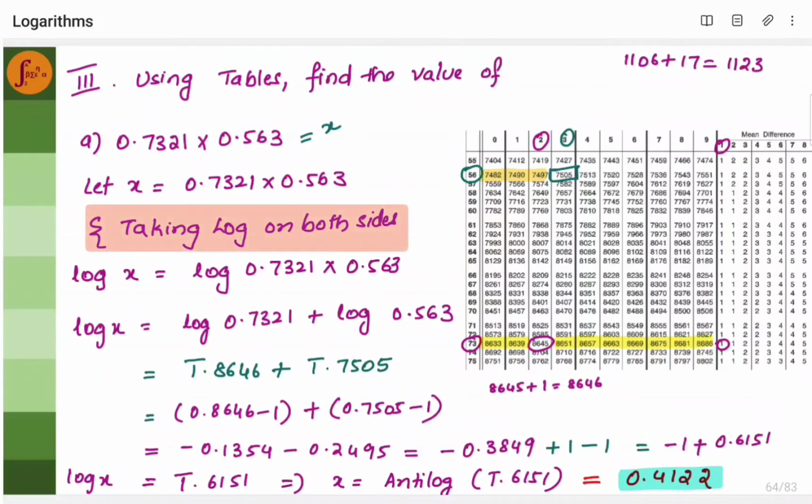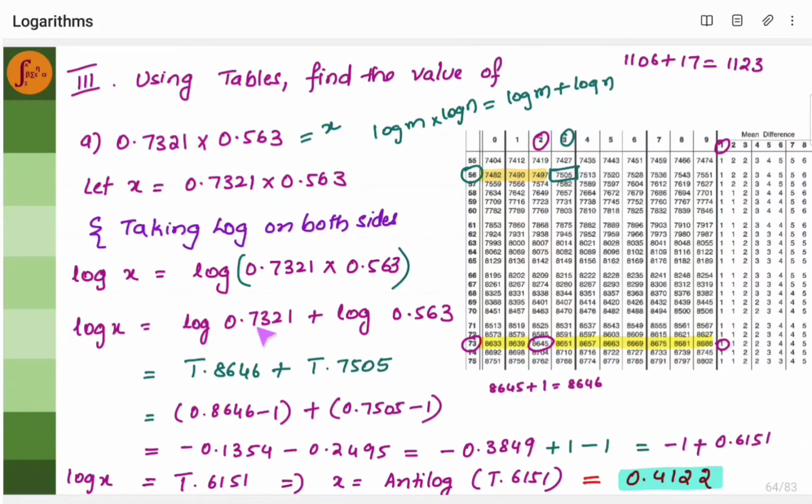We should first apply log on both sides. So it will be log x is equal to log of this entire thing, right? Log of this is of the form log of m into n, and log of m into n is log m plus log n. So now this multiplication will become addition. Log of this much and log of this much we add. You find log of this separately, log of this separately, and add them.